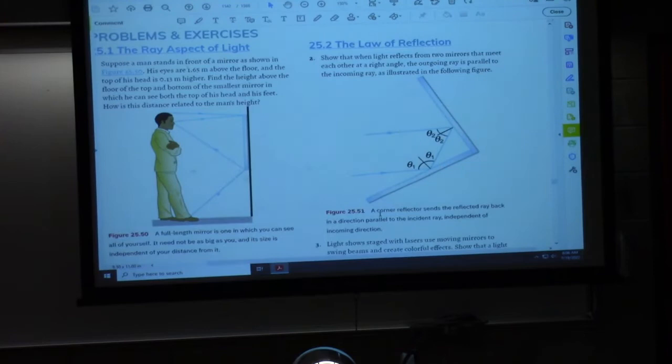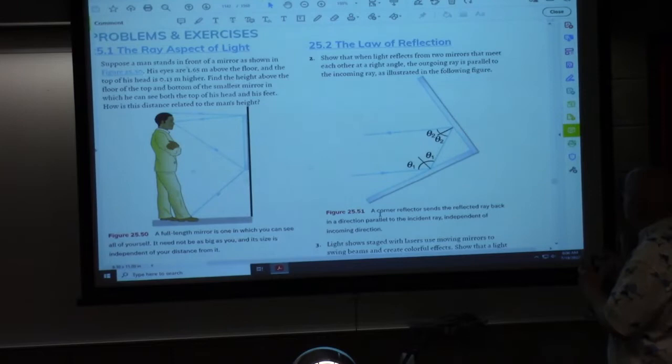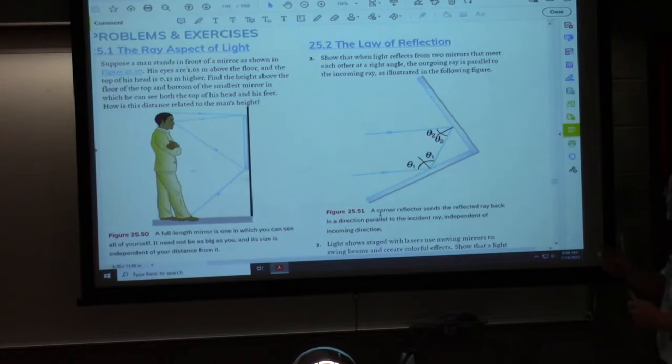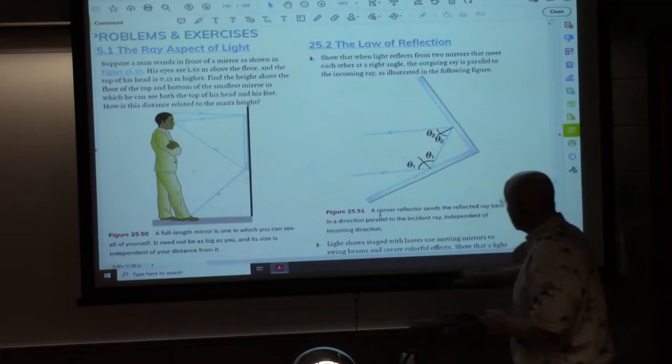It simply says: show that when light reflects off of two mirrors that meet each other at a right angle, and that's this picture right here, we've got two mirrors with a 90 degree angle between them, the outgoing ray is parallel to the incoming ray. All right, so let's see if I can draw this diagram here.